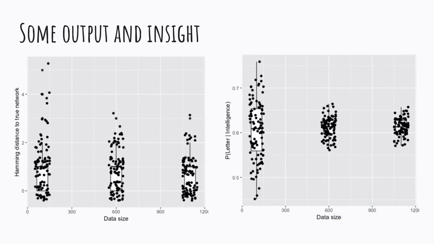Varying this over different data sizes, going from about 100 to 1,000, you can see that eventually I'm basically getting one or two links wrong. And then if we look at the probability of getting a good letter of recommendation given the underlying intelligence, we can also see this is starting to converge after getting a good amount of data, around 1,000. But you can do something fairly well with a small amount of data, which is one of the advantages of using these Bayesian methods.